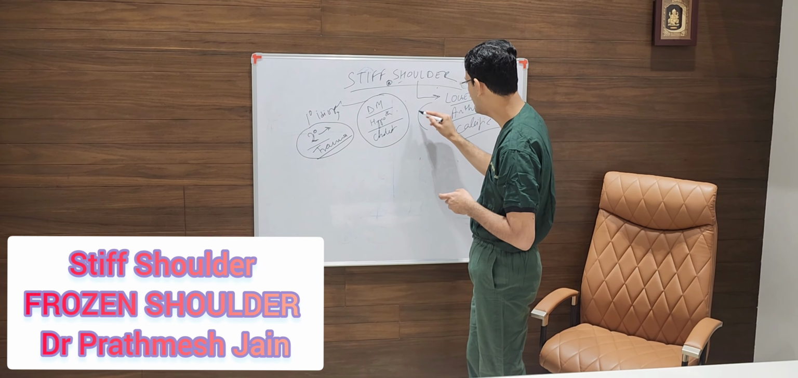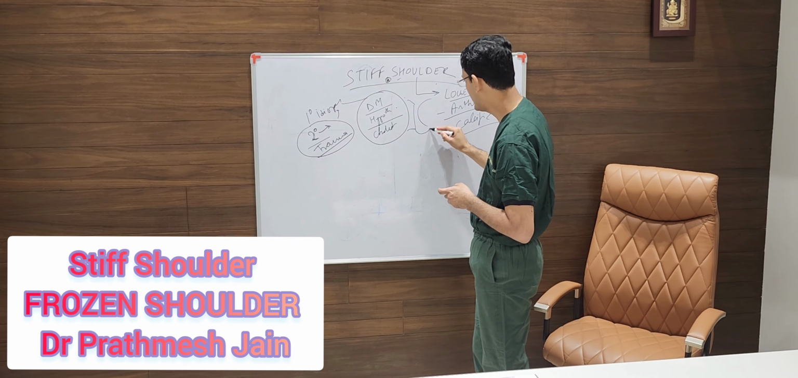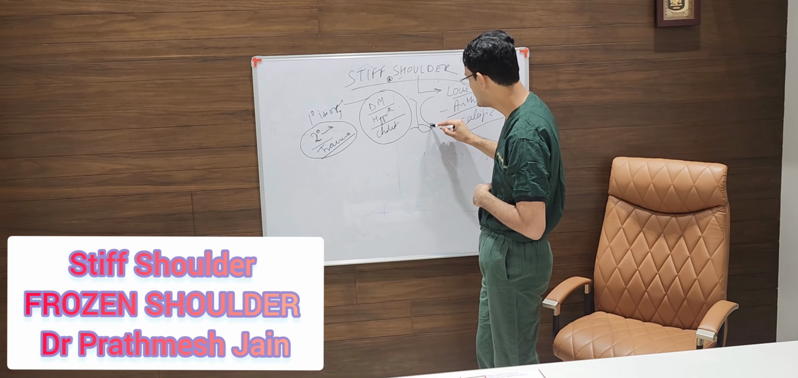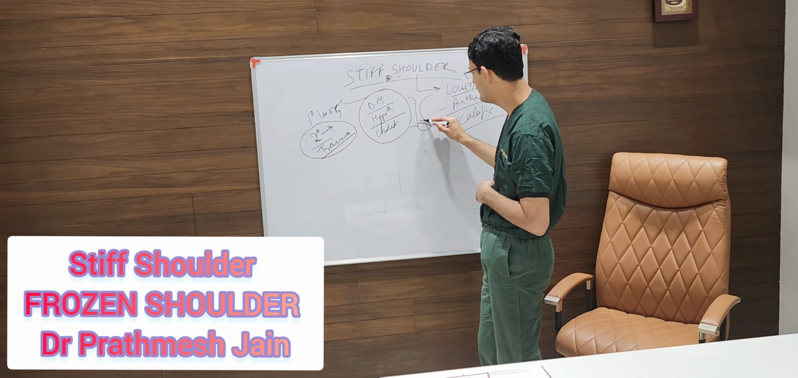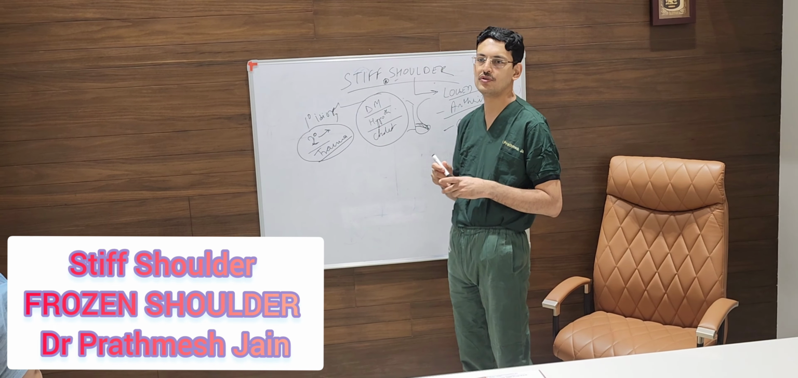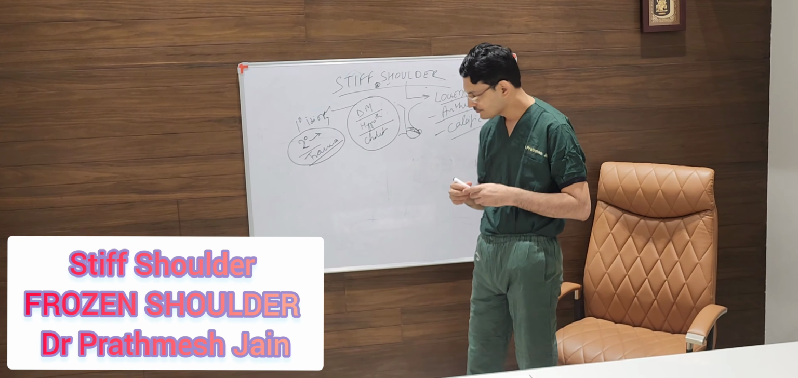So if you see the MRI here, normally you have an axillary pouch which is like this. Now in this the axillary pouch will be obliterated. There will be a very small streak-like thing which you will see on the MRI scan.